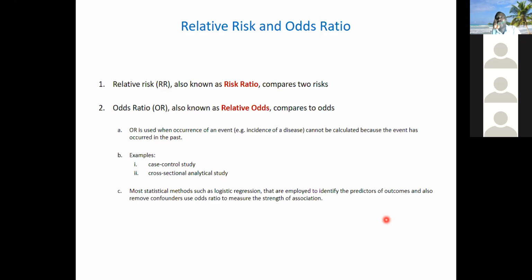You use odds. You cannot calculate risk. This is the example I gave yesterday, where somebody did a cross-sectional study and calculated an odds ratio, and somebody says it's not case control, you cannot use odds ratio. It's not case control.